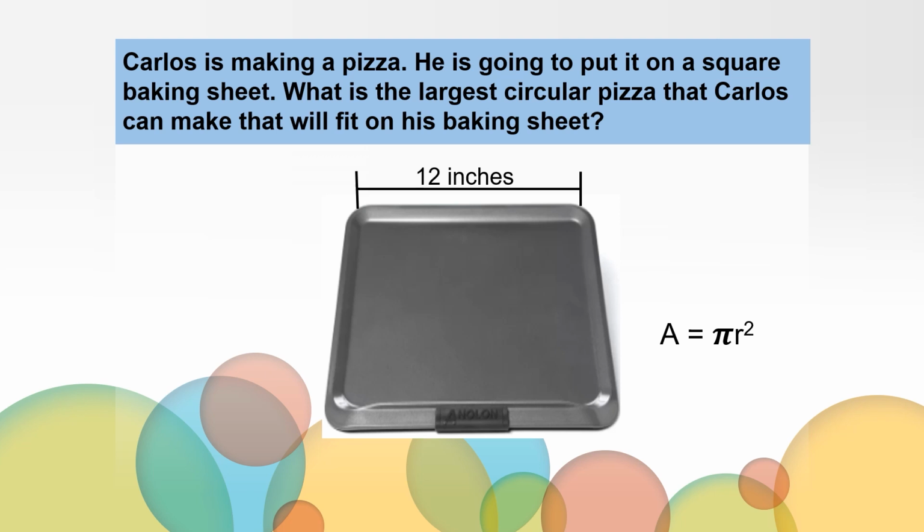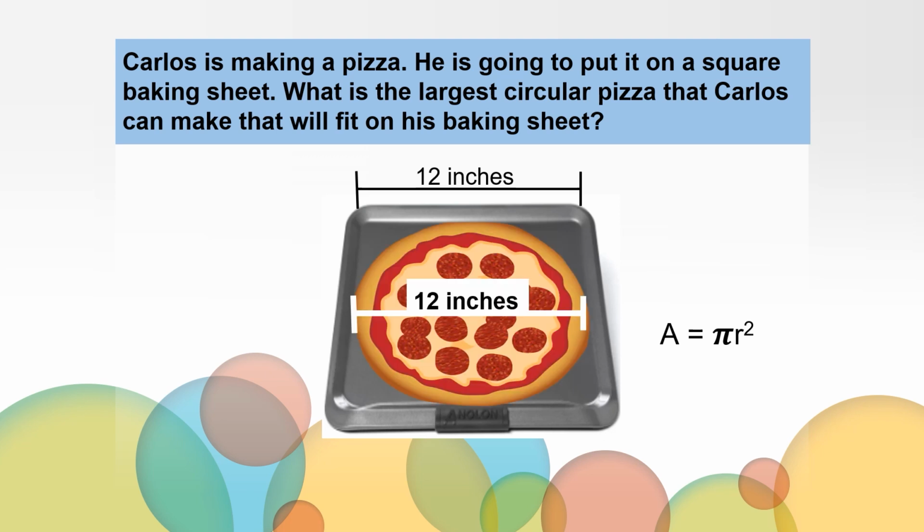We can see the dimensions of Carlos's pan based on the picture, and since it's a square, we know that every side is 12 inches long. That means that Carlos can fit a circular pizza with a diameter of 12 inches on his baking sheet. Now that we've figured out the diameter of the pizza, we can use that to help us determine the radius. We know that the radius of a circle is half the length of its diameter. So, if the diameter is 12 inches, the radius must be 6 inches.